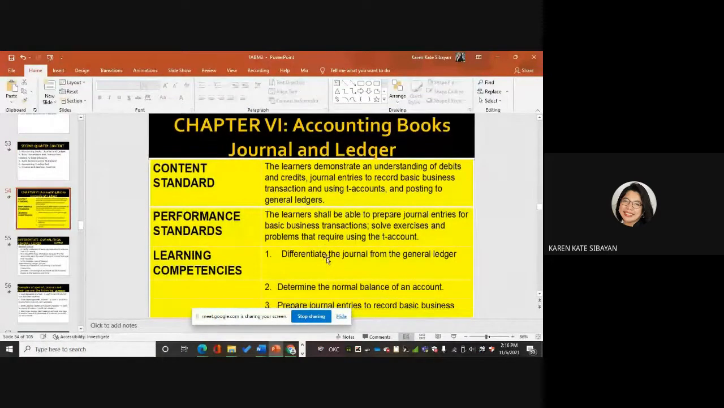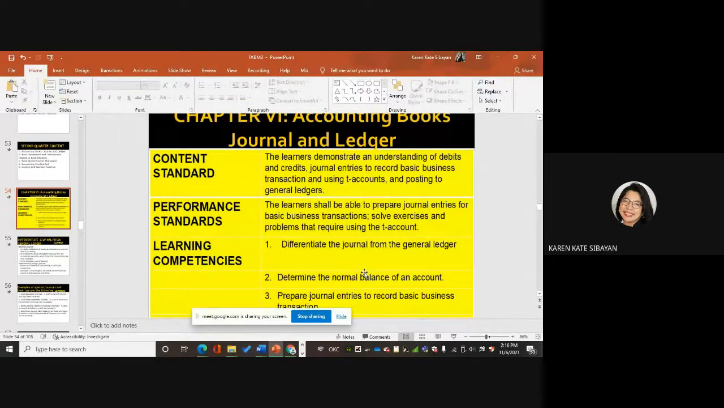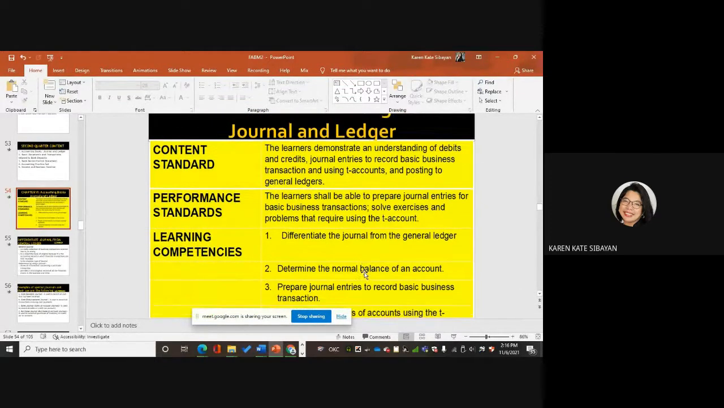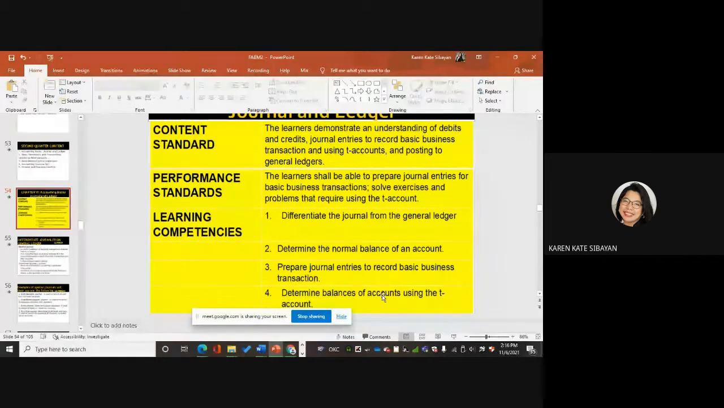Anyway, by the end of this session, you should be able to differentiate the journal from the general ledger, determine the normal balance of an account, and of course, prepare journal entries to record basic business transactions. And of course, determine balances of accounts using the T account.